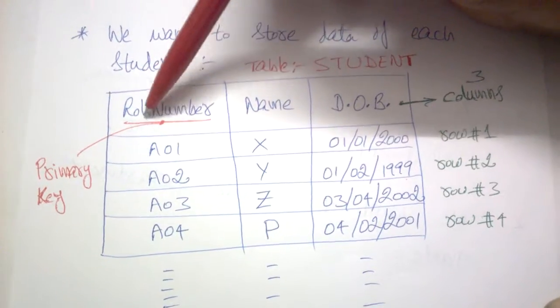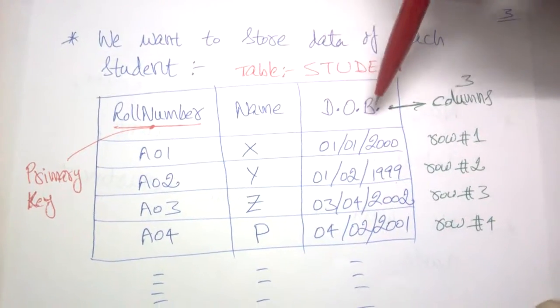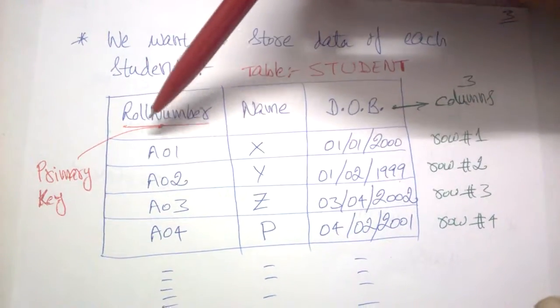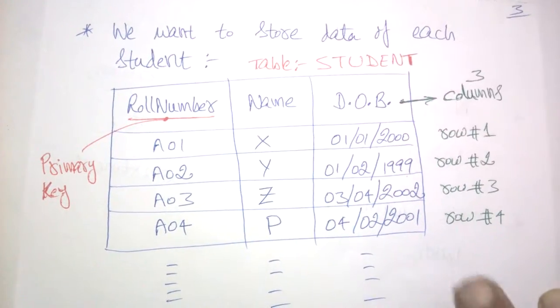Now this is a primary key. On this basis all other columns are dependent. Each row is uniquely identified by this primary key, so that's called the primary key.